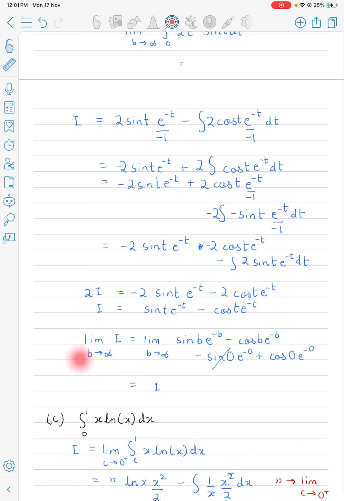We are almost done, right? We haven't taken b tending to infinity. Okay, take b tending to infinity. You can see this. This is self-explanatory. Sine 0 is 0 and cos 0 is 1. This one will go away.